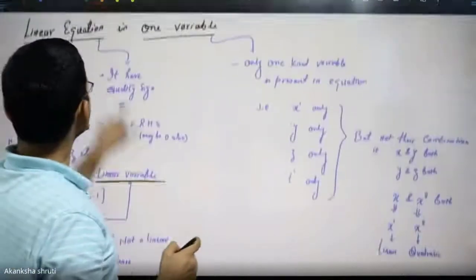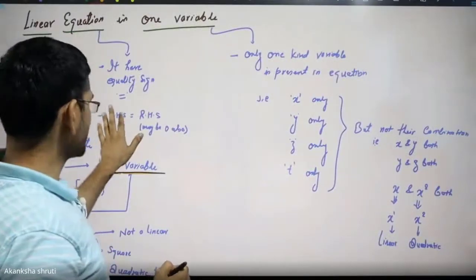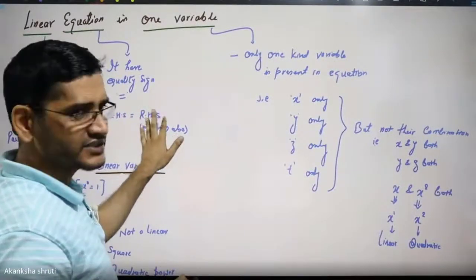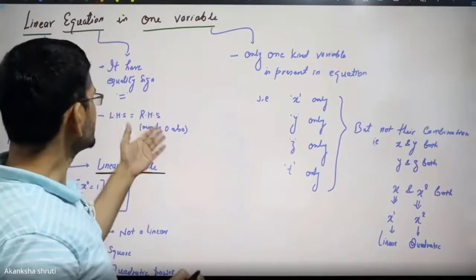Now, an equation simply means something on the left hand side, something on the right hand side, and there may be 0 on either of these sides.